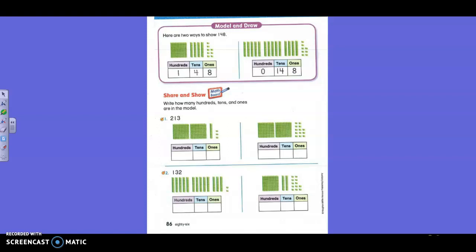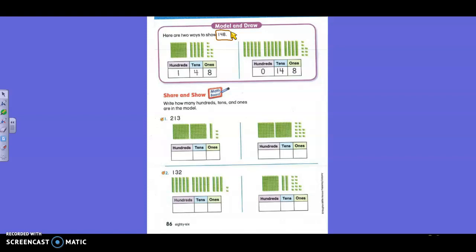Okay, boys and girls, please voices off. Here are 2 ways to show the number 148. 35 was a little easier. 148 is a little harder because you have 3-digit numbers now. You guys know this way. 148, how many hundreds is there? 1, so you put a 1 in the hundred place.